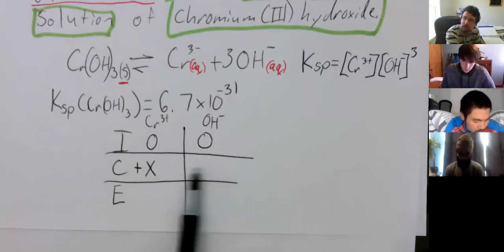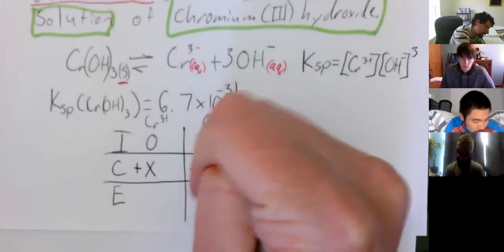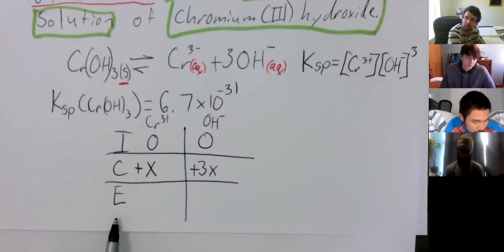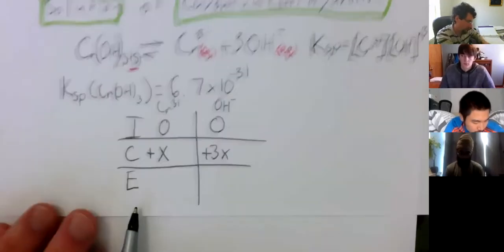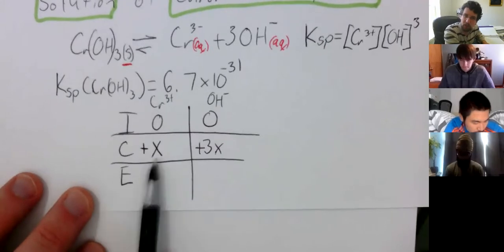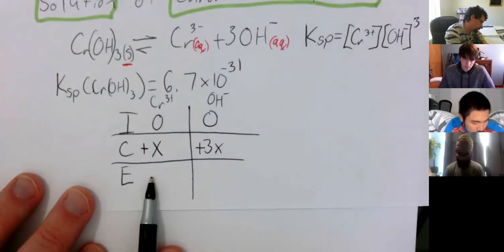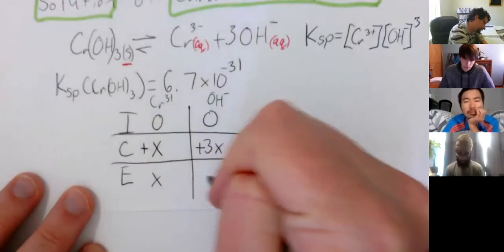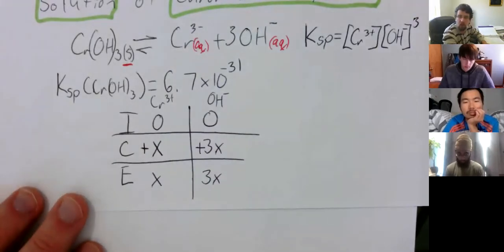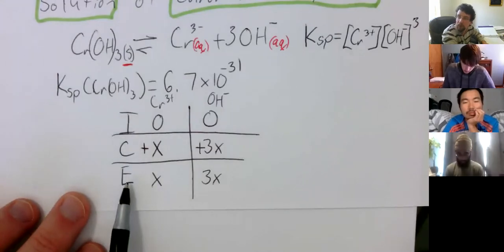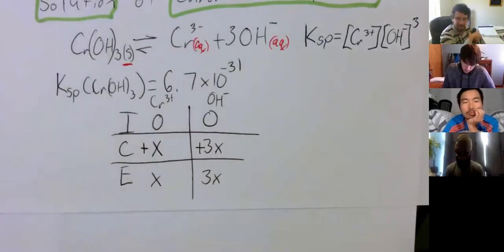What should the change be for the hydroxide? Plus 3x. Yes, exactly. E, what does the E stand for? The equilibrium concentrations, or final concentrations. So what should these values be? For now, just X and 3x. Exactly, because you just took the initial plus the change, and that's the equilibrium. In this case, since the initial is 0, our life's easy.